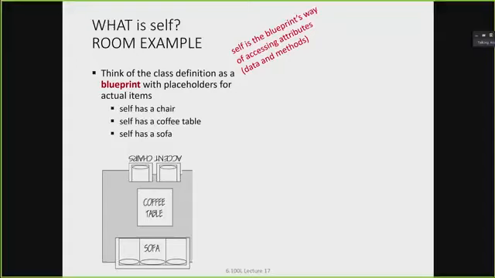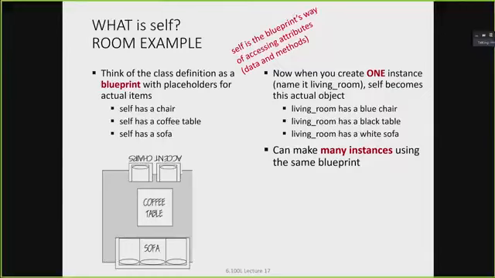So if I say self.coffee table, that means if in the future I have an actual room, self.coffee table means I'm referring to that room's coffee table, okay? So the self is a variable that we use to refer to data or to attributes for a blueprint when I don't have actual rooms created.